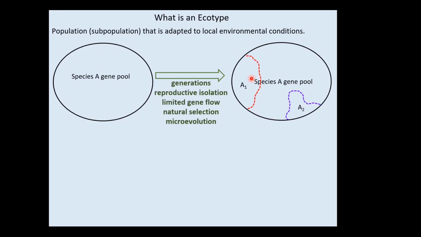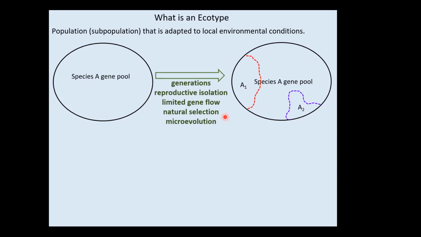But for this to happen, again, this has to happen over generations of time, because it happens as you pass alleles from parent to offspring. It has to have some type of at least slight reproductive isolation. Something has to be preventing these individuals from mating with each other, causing some limited gene flow. That's how the gene pools start to diverge a little bit. There has to be natural selection involved here, and there has to be some microevolution going on as well.